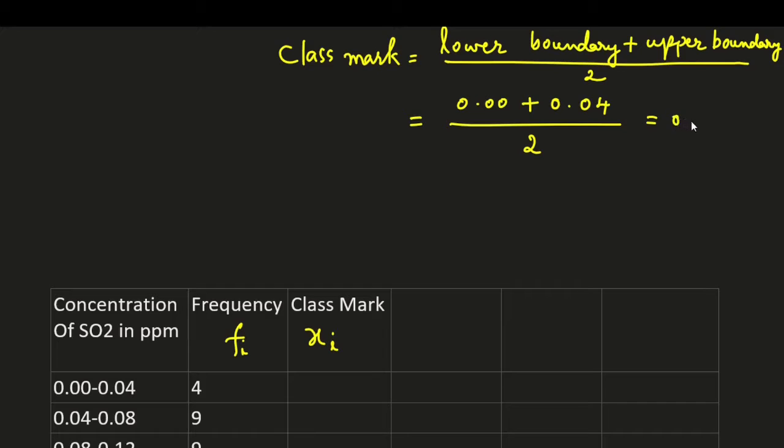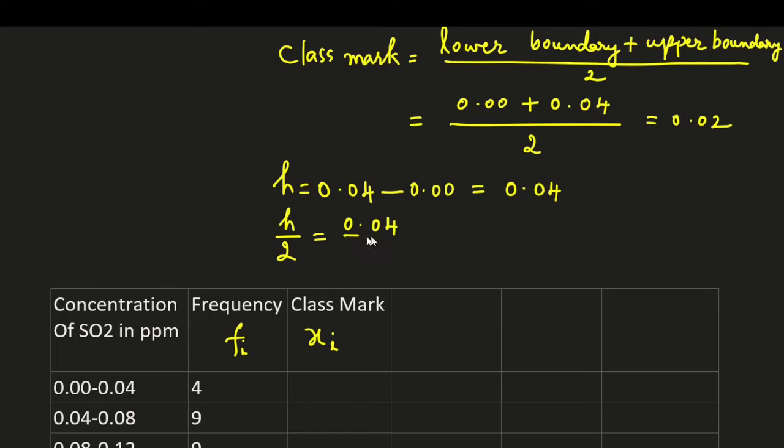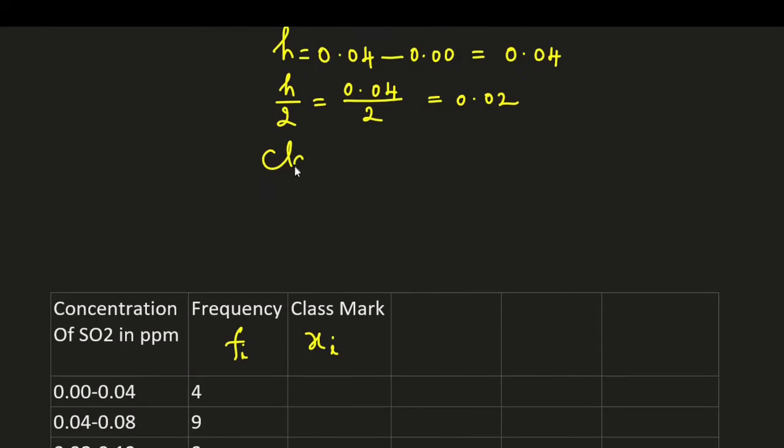So we get 0.02. In another way, first we have to find class size. h is equal to 0.04 minus 0.00, that is 0.04. Then find half of the class size. Half of the class size is 0.04 by 2, which is 0.02. Then class mark xi is equal to lower boundary plus half of class size.